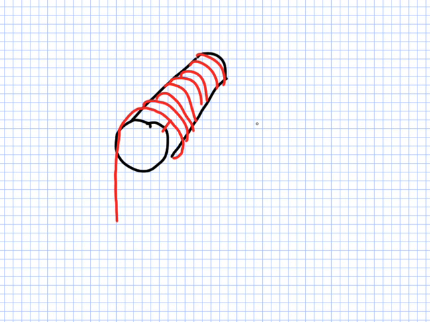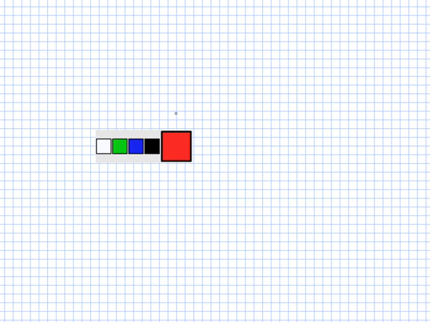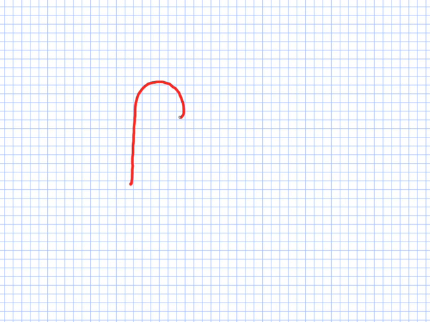The red stuff is copper. If you can try and draw this without the black cylinder, that would be great. No, I'll try and draw it without the black cylinder. Tal, please. This is not helping.